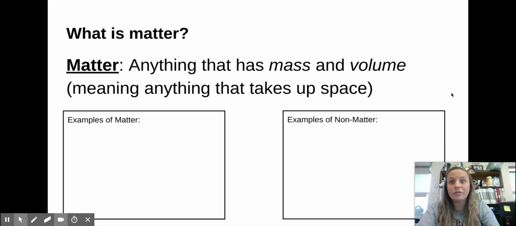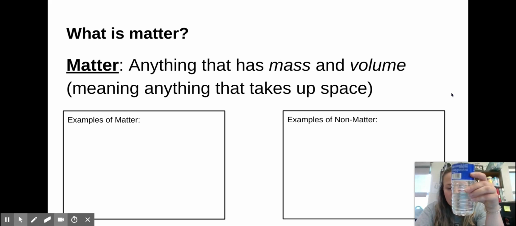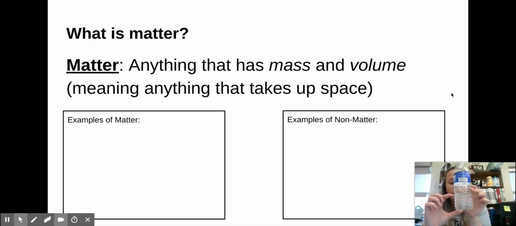The water itself. This is a weird one. Air. This water bottle is not half empty. In fact, it's totally full, but only this much of it is water. This part of it is air. Air is taking up space. So an example of matter is air.